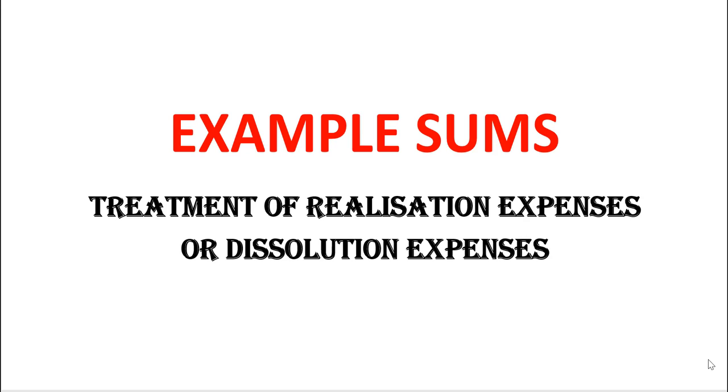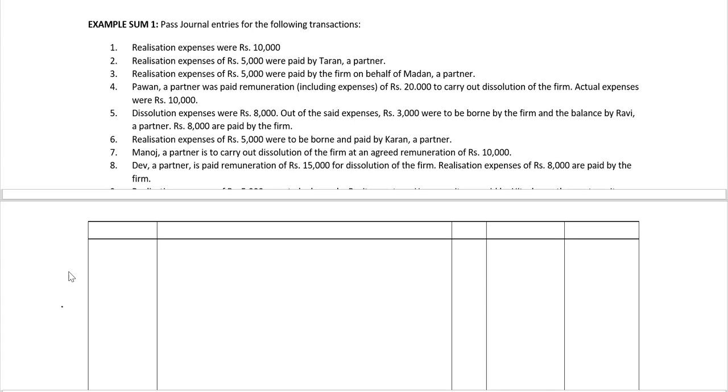Hi, in this video, we will solve example sums for treatment of realization expenses or dissolution expenses. Let's go to the first example sum. Example sum 1. Pass the journal entries for the following transactions. So let's begin by preparing the journal.